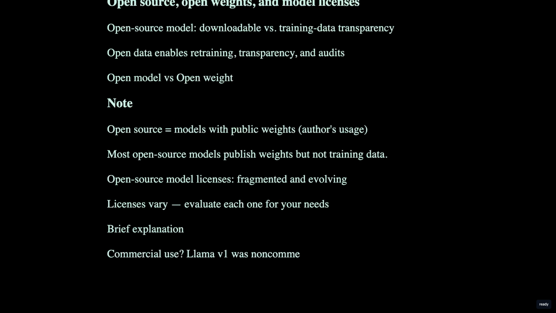The key question is whether the license permits commercial use. Meta's first Llama release was distributed under a non-commercial license, which means you could not use that model for commercial purposes. So always check the specific license before deploying a model in a product or service.